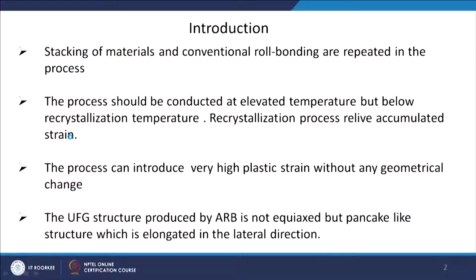Because we are continuously repeating it, there is not going to be much change in the geometrical property of the material. Geometry will more or less remain the same after each cycle. And one of the microstructural features of ARB is that the microstructure will not be equiaxed. We have already seen in ECAP, if you use the BC route, then after the complete cycle the microstructure had equiaxed grains in 3 dimensions.